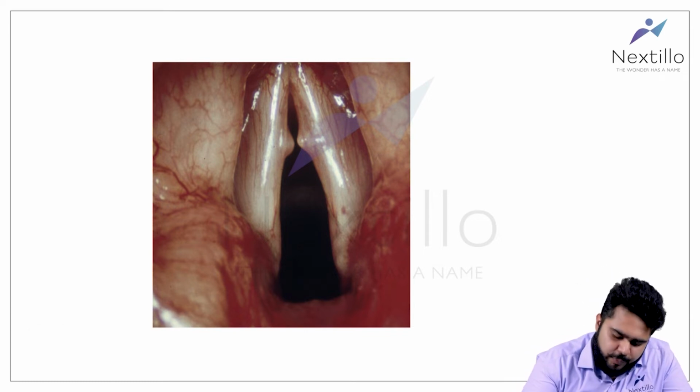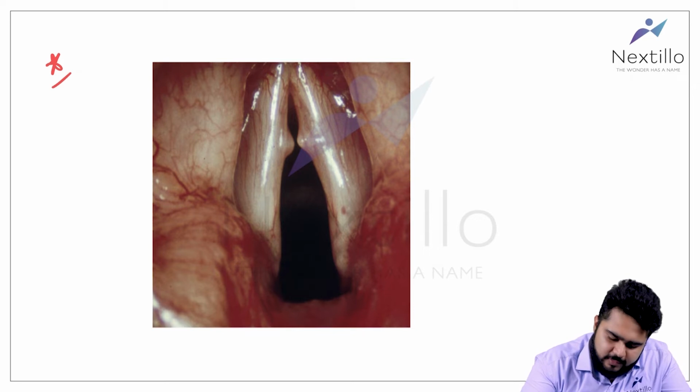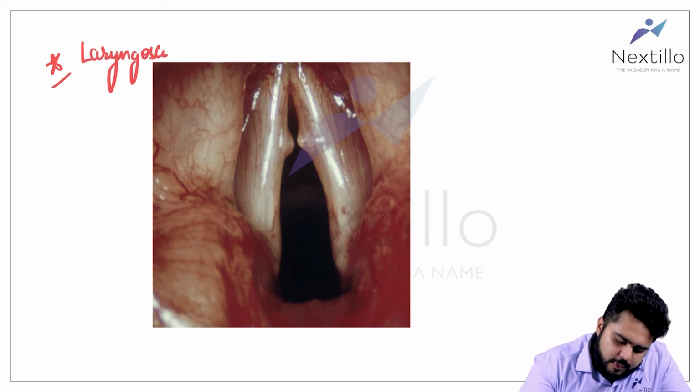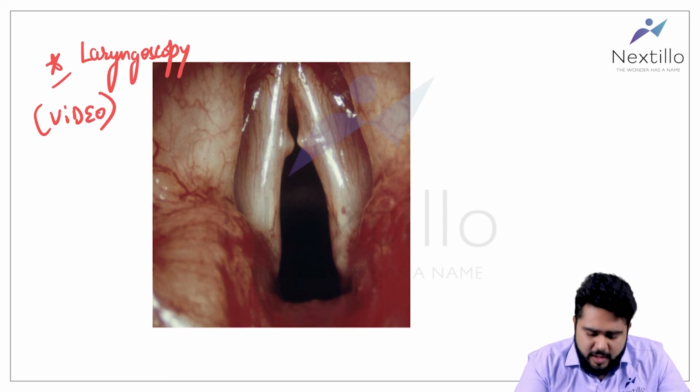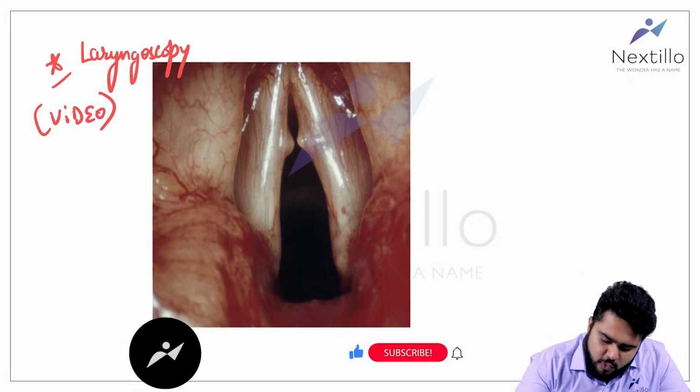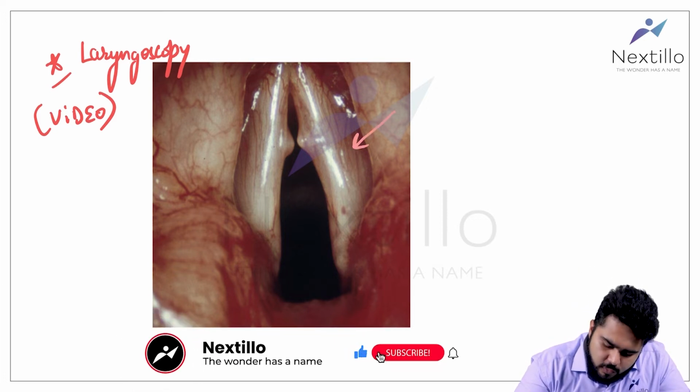First of all, what procedure would they have done to see this? They have done laryngoscopy. Which laryngoscopy? Video laryngoscopy, because this is a picture taken with the help of a camera, right? Now we can see vocal cords. Can you see the vocal cords? True vocal cords. This is the false vocal cord.